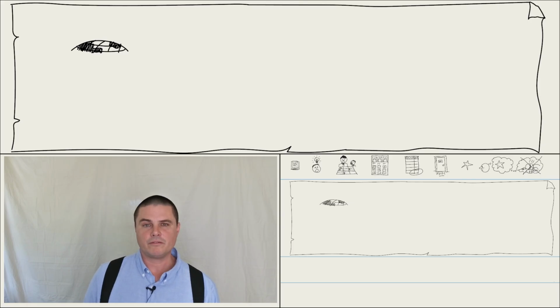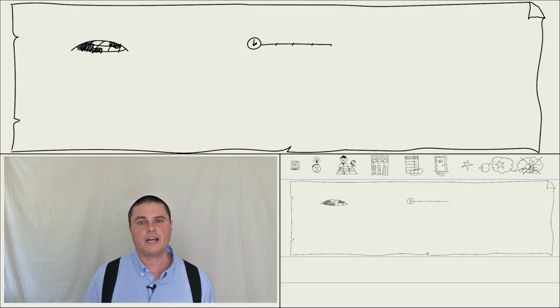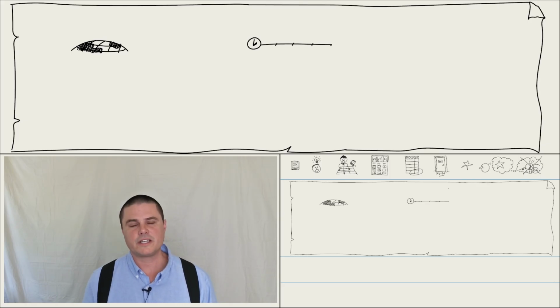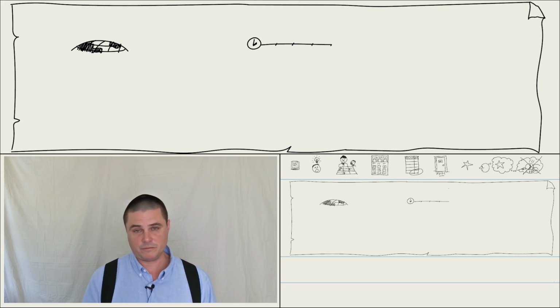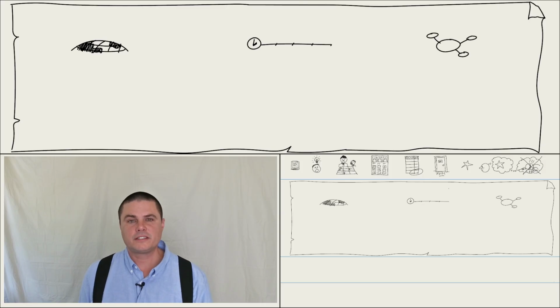Another common representational medium or field is time. So calendars, storyboards, timelines, Gantt charts are all examples of that field, generally left to right, representing the flow of time. The last type of field that is commonly represented in diagrams is a conceptual field.